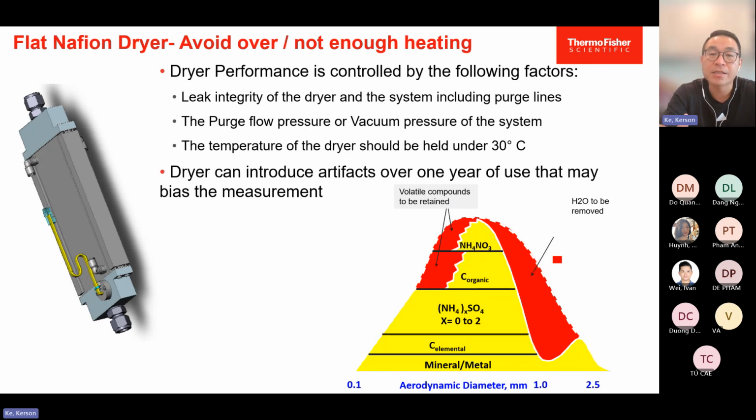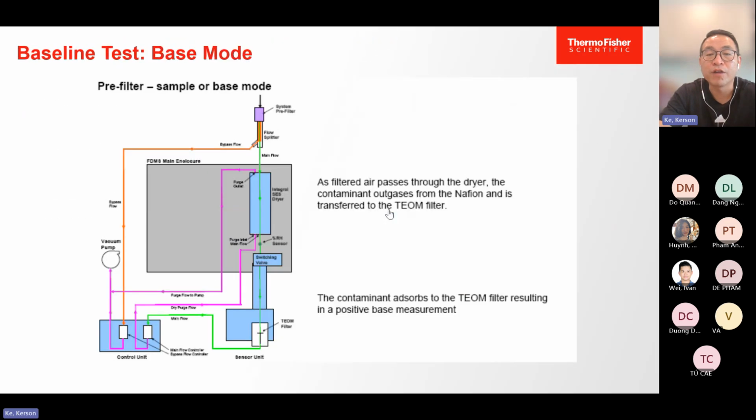So the purpose of the FDMS is to measure this volatile compound. That's the purpose of the FDMS.